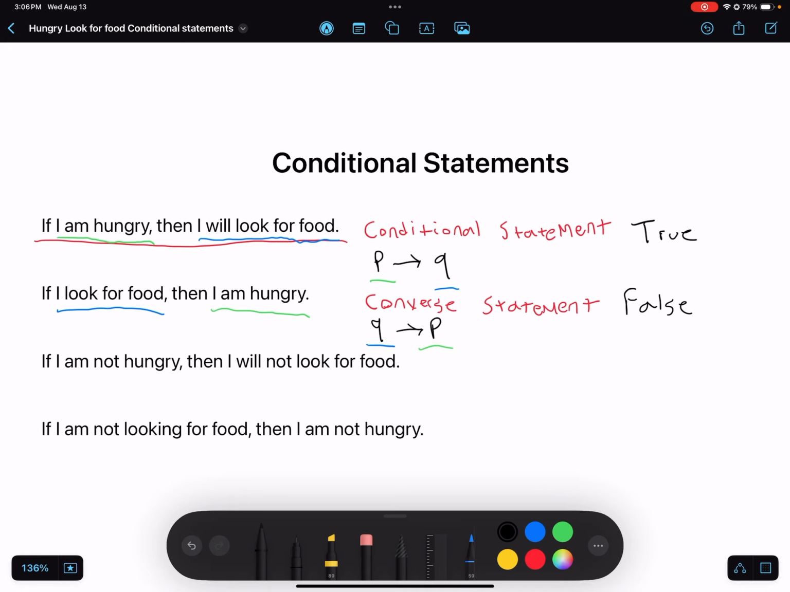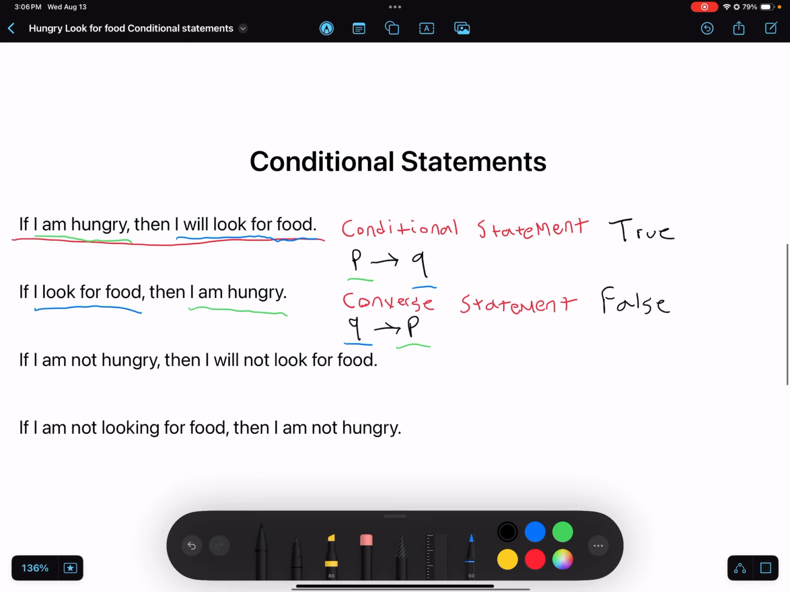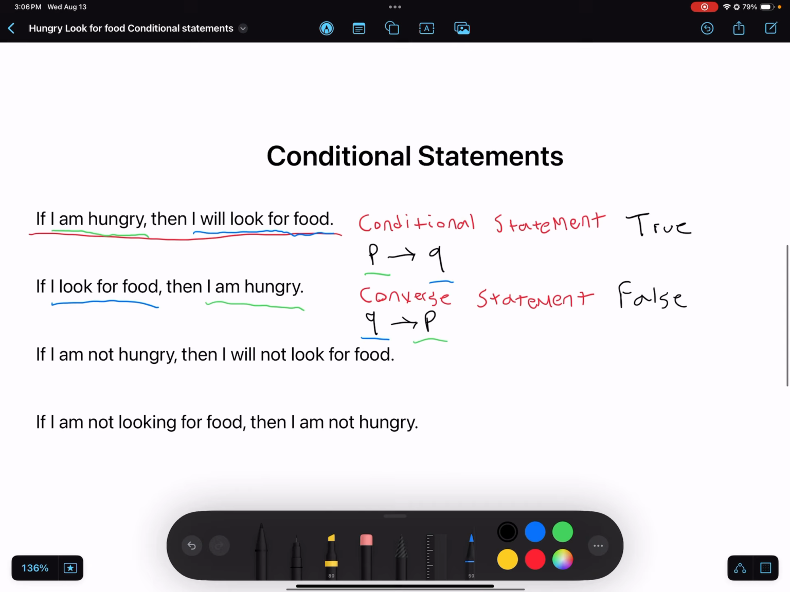So we have our third statement here. If I am not hungry, then I will not look for food. So this is a little bit interesting because you have the order of the first statement, but you're negating both. We have a not in front of both P and Q. Not hungry and not look for food. So there we have the inverse. So this is the inverse statement. It's the negated form of the conditional statement.